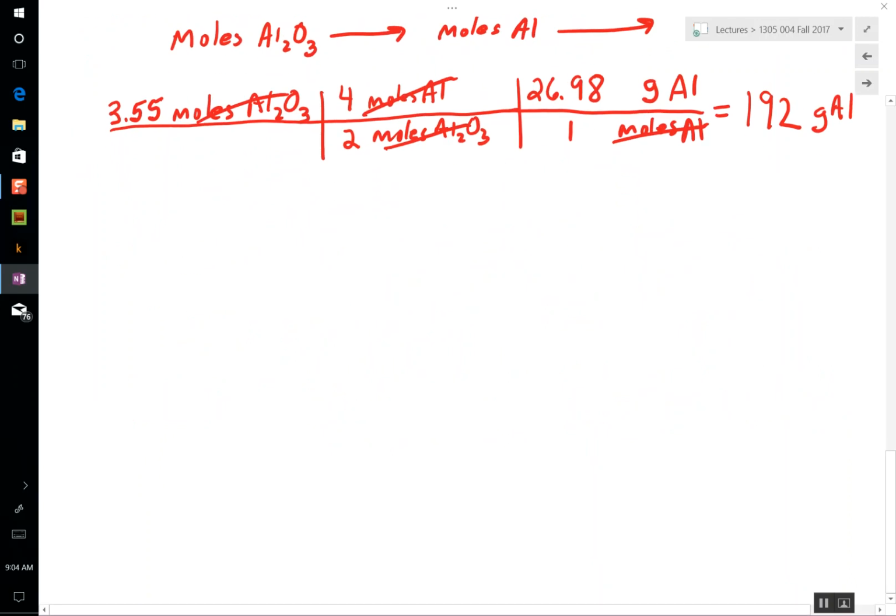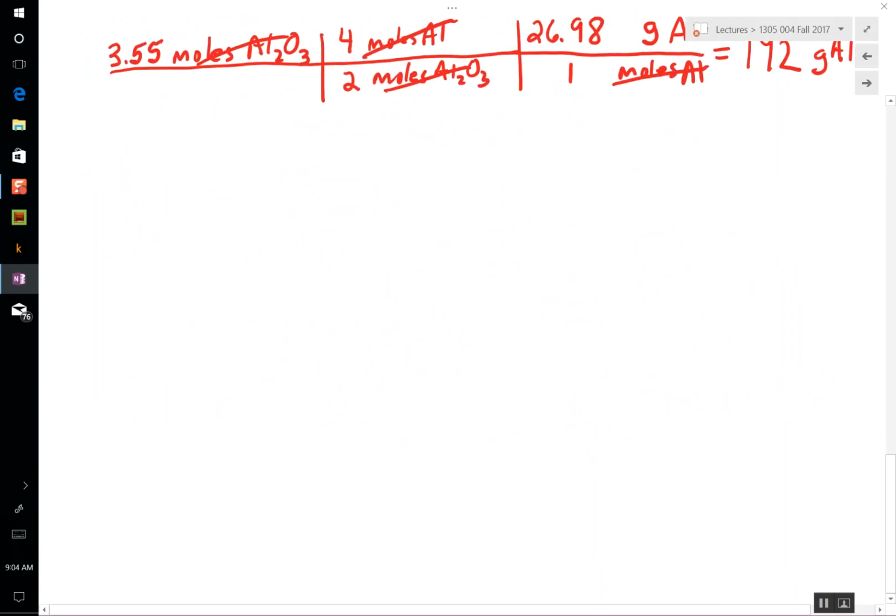Let's go on to a type 3 problem. Stick with me. This is the most important one. We'll probably only have time to do one right now. We're going to go from grams to grams. This is stoichiometry. This is straight stoichiometry.